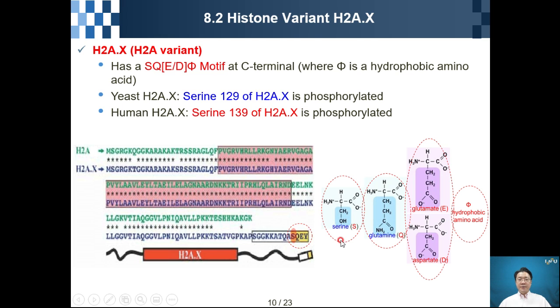Okay, so once again, H2AX is an H2A variant, and H2AX has a special motif, the SQEΨ motif, at the C terminal. Especially in human H2AX, the 139th location is serine, and this serine is phosphorylated. This serine is phosphorylated in human H2AX.